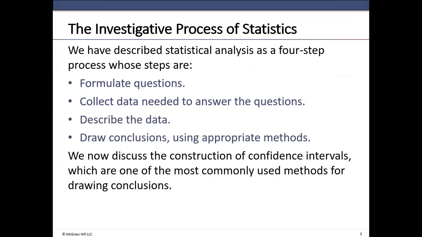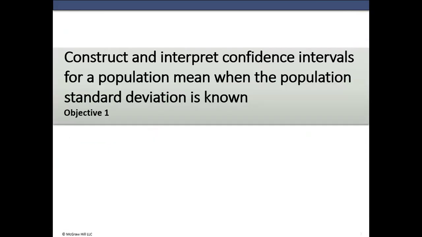We have described statistical analysis as a four-step process whose steps are: we formulate questions. What are the research questions that we want to answer? Collect data required, related or needed to answer the questions. Then we describe the characteristics of the data and we draw conclusions using appropriate methods. We now discuss the construction of confidence intervals, which are one of the most commonly used methods for drawing conclusions. Construct and interpret confidence intervals for a population mean when the population standard deviation is known.